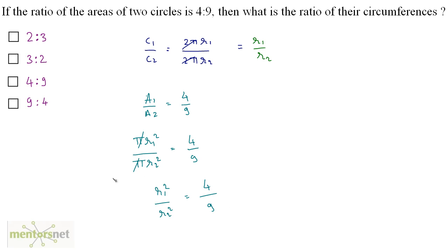Now taking the under root on both sides of the equal to, you get this. So if you solve this, you'll get R1 by R2, and that's root 4 is 2, root 9 is 3. So put this here. So you get the ratio of the circumferences as 2 by 3. So option A is the correct answer.